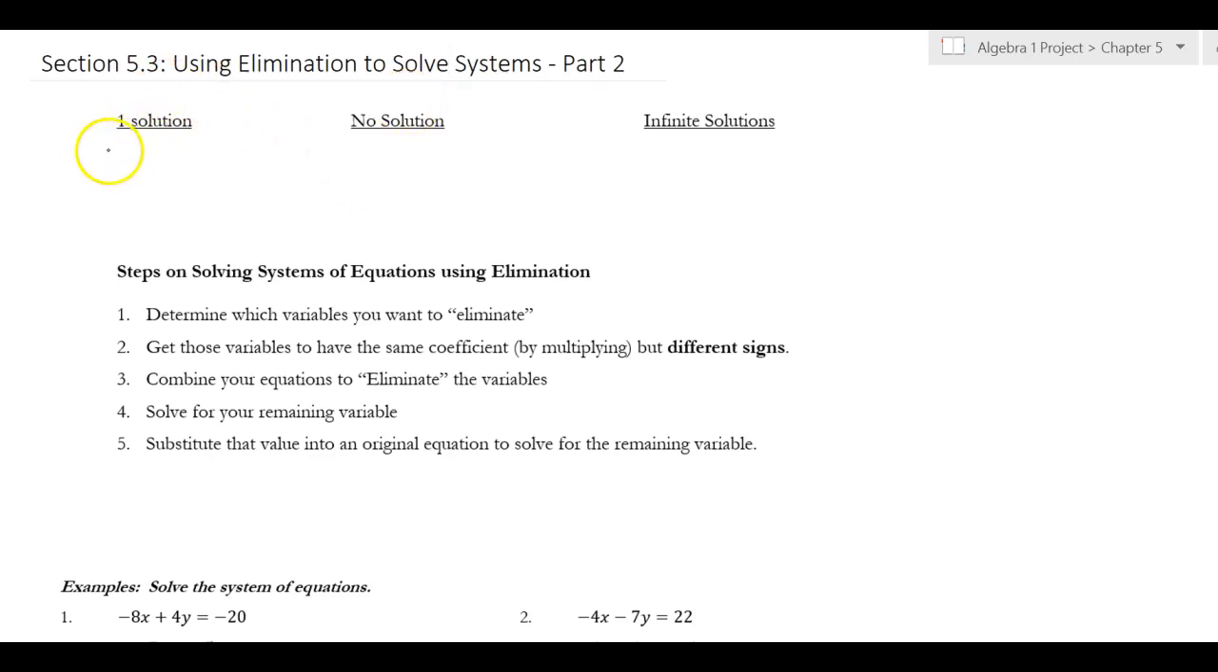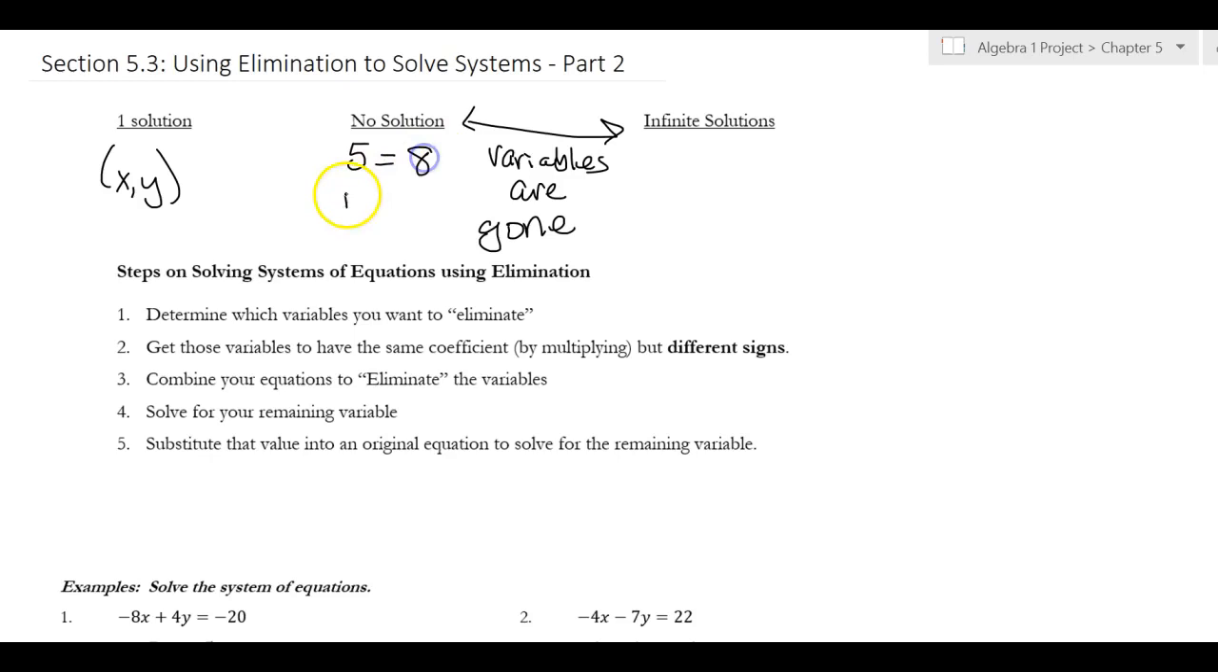Okay, and so remember, one solution is you're going to get an X and Y answer. Remember, no solution and infinite solution. This is when both of those variables are gone. A no solution is something that's false, and an infinite solution is something that's true and it's always working.